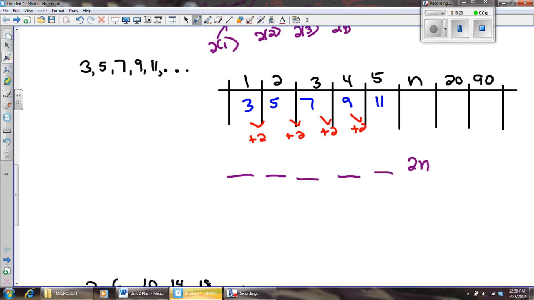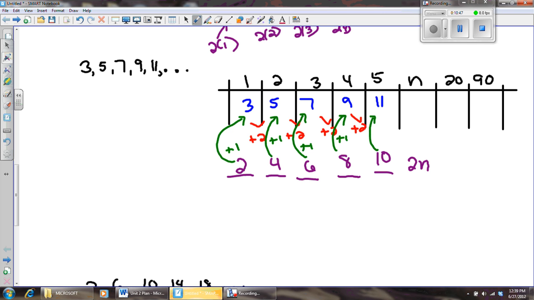All right. So I'm going to take one and I'm going to put it in for n. 2 times 1, 2. 2 times 2, 4. 2 times 3, 6, 8, and 10. Now I compare. How do I turn the purple one into the blue one? I add 1. How do I turn that? I add 1. Turn that one, add 1. Add 1, and add 1. That means that my nth term must be 2n plus 1.